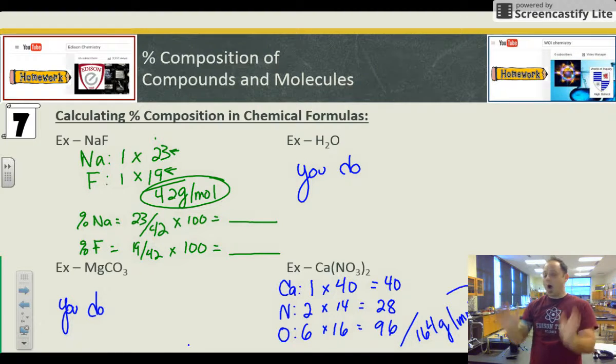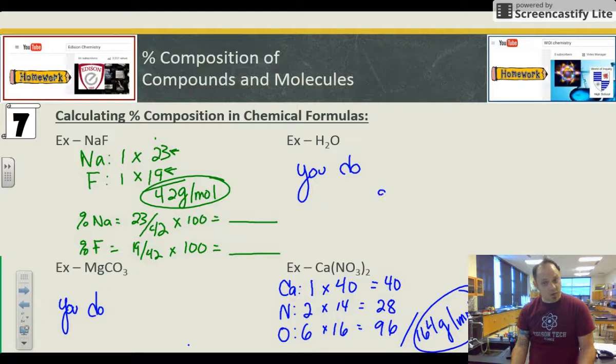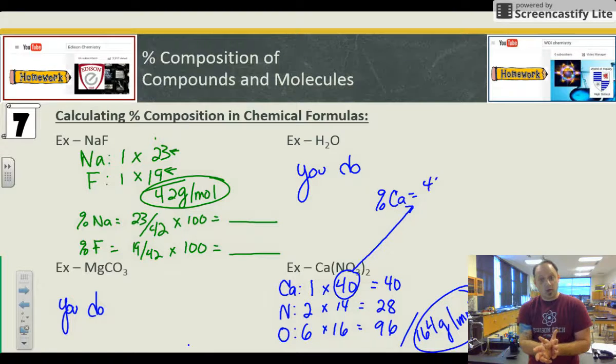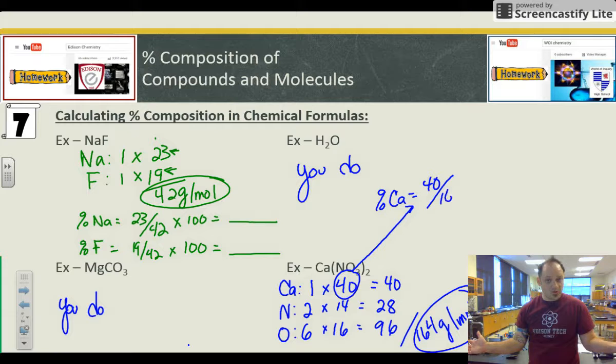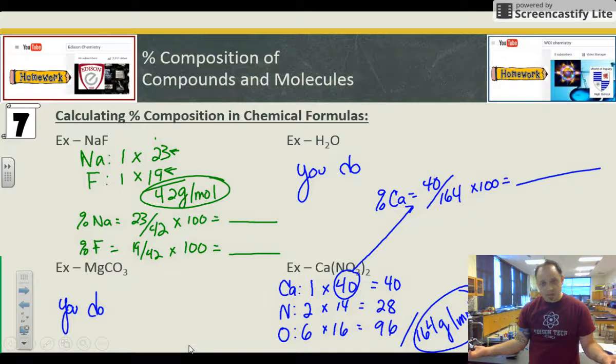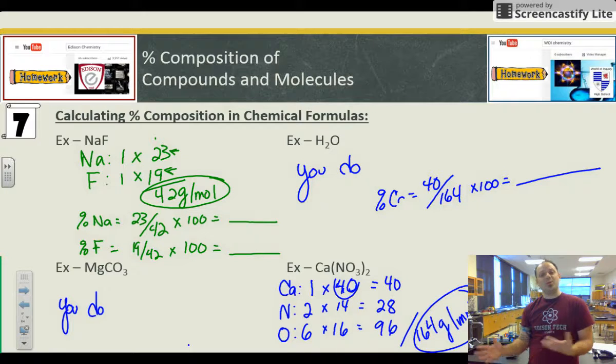So now we know that 1 mole of calcium nitrate weighs 164 grams. To do the percentages, that's calcium, you take the part that was calcium, in this case 40. We'll say 40 divided by the whole, 164. And then multiply that result by 100 equals the percent that was due to calcium. The next he's going to do is the percent that was due to nitrogen and the percent that was due to oxygen. Just correcting it up here.